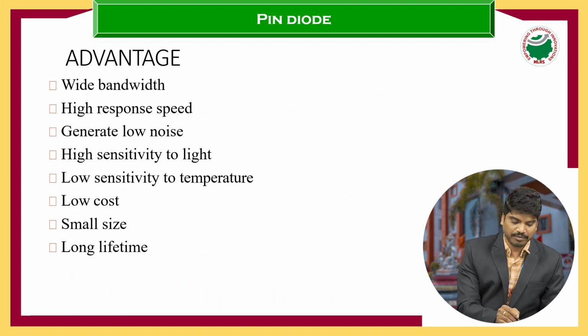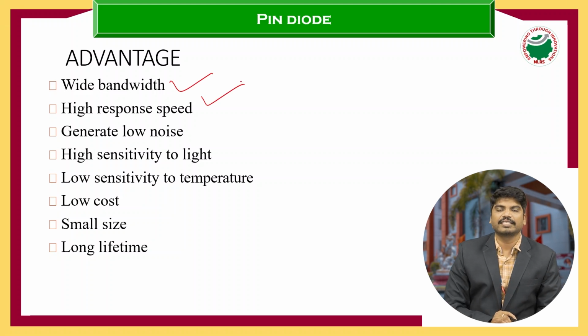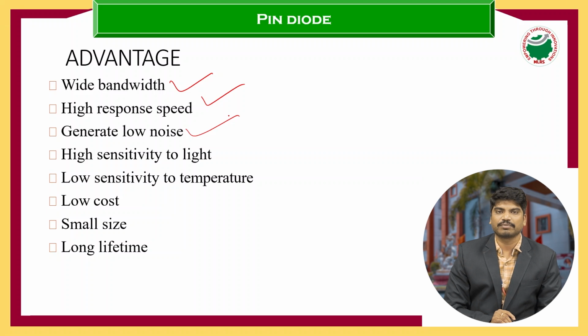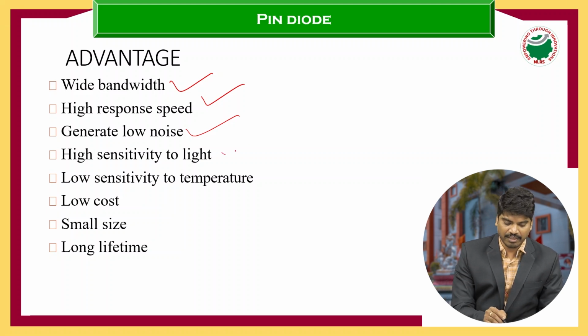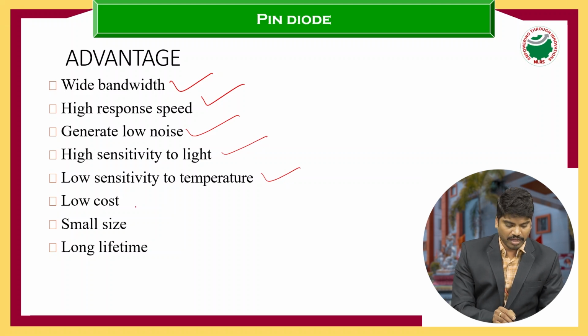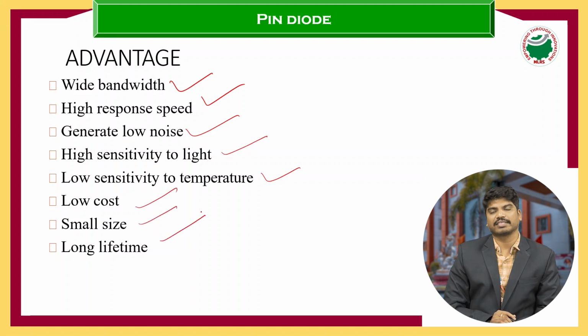High response speed means, as I already said, these PIN photodiodes are highly sensitive. A small amount of light is also enough to get the electrical pulse, and they generate low noise. It won't generate much noise, and it has high sensitivity to light and low sensitivity to temperature, low cost, small size and long life. Low cost, because it is like a simple PN junction. In between the PN junction, we sandwich a small intrinsic region.